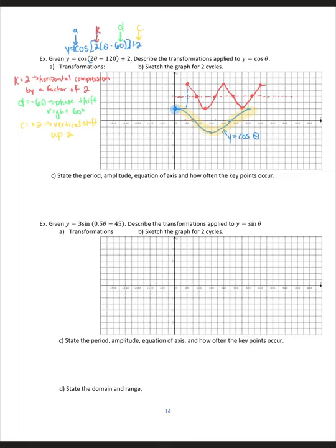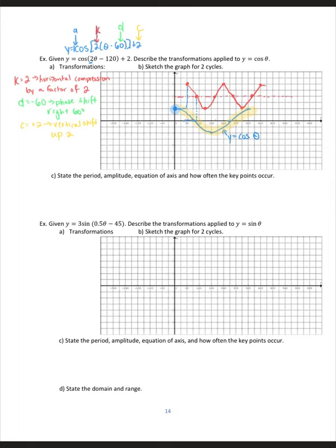Our next point on our base curve was at 90 degrees. So I need to compress that by 2. So that's going to bring it back to 45 degrees. But then it gets shifted to the right 60 degrees. So I'm at 45, and then if I come back to the right 60, I'm going to be at 105, somewhere between my 90 and my 120. And then it gets translated up 2. So that's where that point goes.